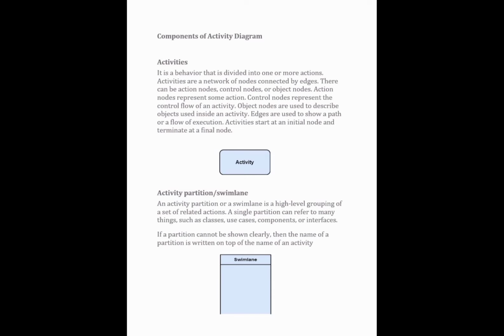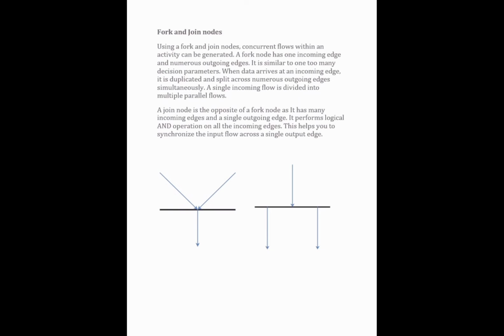Second one is activity partition or swimlane. An activity partition or swimlane is a high-level grouping of a set of related actions. A single partition can refer to many things, such as classes, use cases, components, or interfaces. If a partition cannot be shown clearly, then the name of the partition is written on top of the name of an activity. Next one is fork and join nodes.